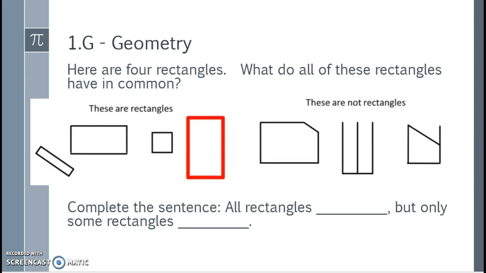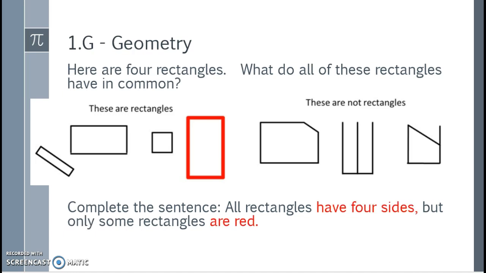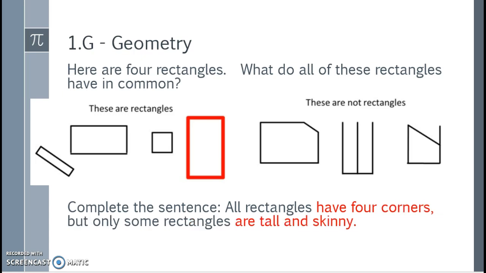Here are 4 rectangles. What do all of these rectangles have in common? Take a moment, jot some ideas down, look at the rectangles and those that are not rectangles, and complete the sentence: All rectangles blank, but only some rectangles blank. Pause the video and jot some ideas down and see if we can match. All rectangles have 4 sides, but only some rectangles are red. Or, all rectangles have 4 corners, but only some rectangles are tall and skinny.